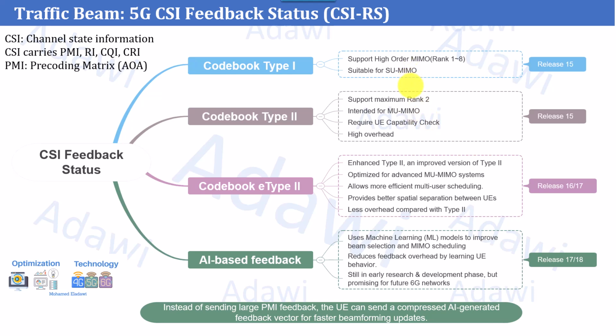The first two I already explained in the previous slide. The one which is coming in release 17 and 18 is actually promising for the future, especially for 6G. This is based on AI-based feedback. This uses machine learning models to improve the beam selection and MIMO scheduling in general. And because it has a learning model, it can reduce the feedback and overhead by learning the UE behavior. This is still in the early research and development phase. For example, instead of sending large PMI feedback, you can send a compressed AI-generated feedback vector for faster beamforming updates. This can be something in the future.